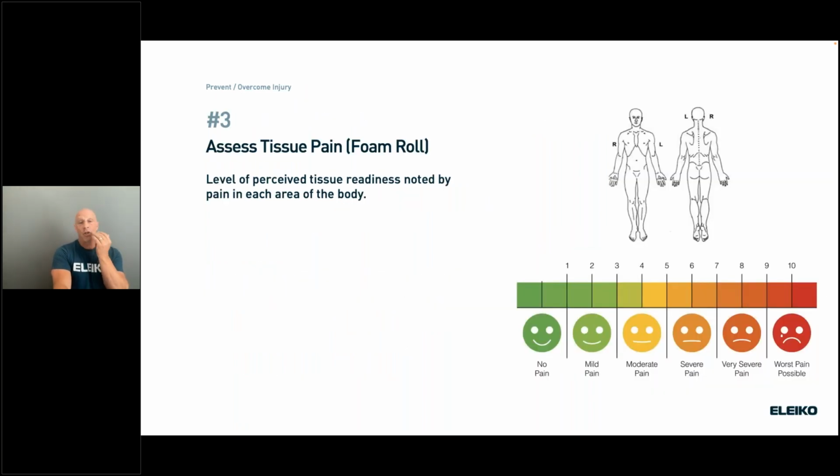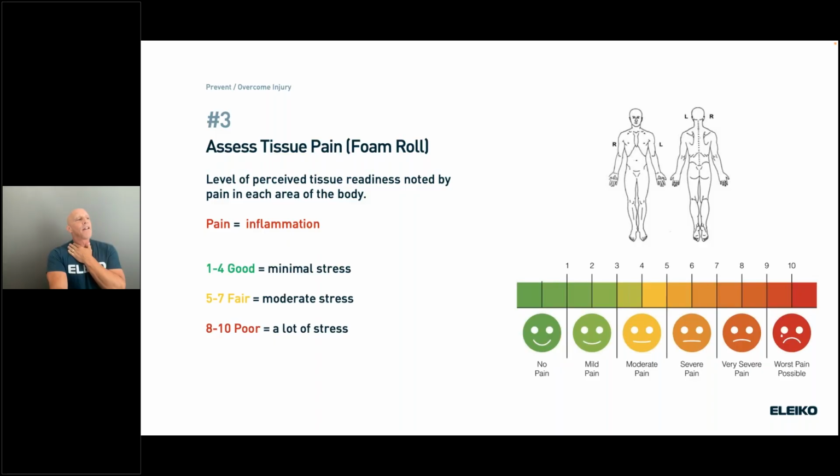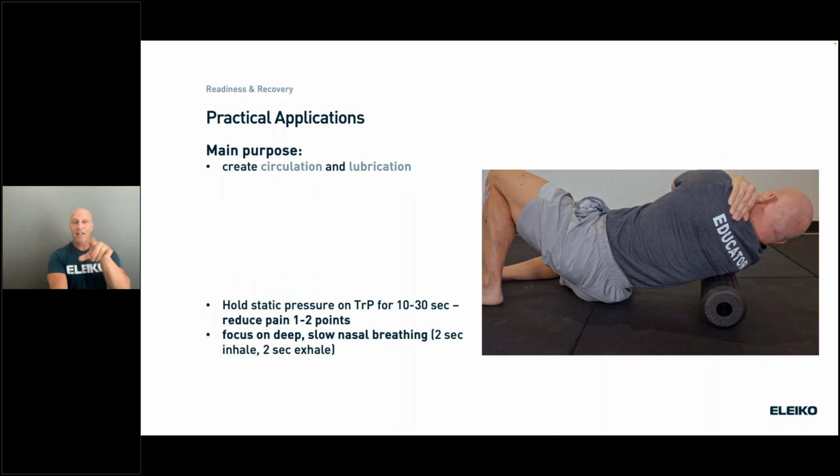Another thing that you can do is use the foam roll. And when I say foam roll, we look at assessing the pain. So we do kind of a perceived pain in the tissue. So we have inflammation causes pain. Pain is a result of inflammation. So we go through the body and we look at where is the pain located. So that's areas that have high inflammation.